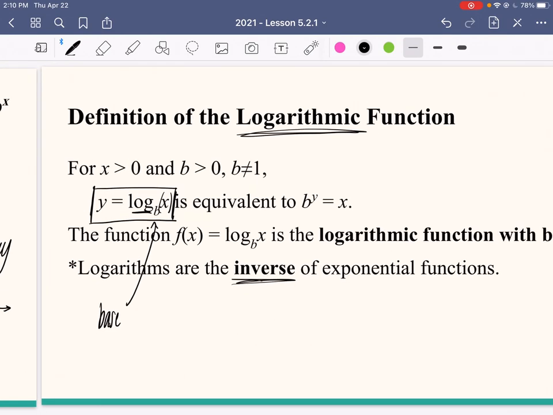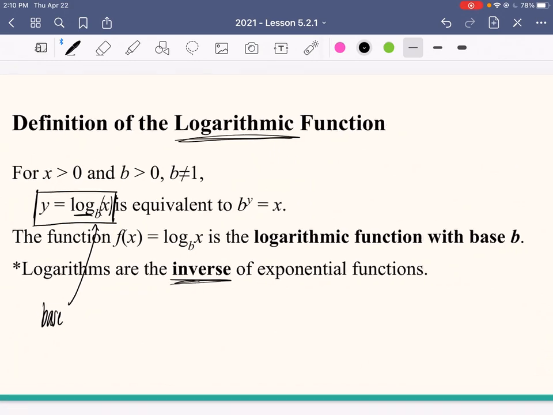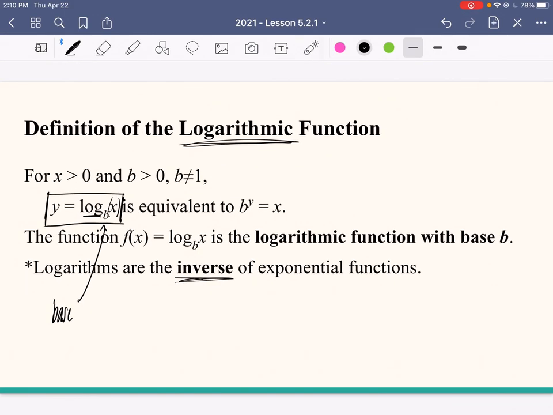All right, and so this is always going to be for where b is still greater than 0 and not equal to 1. So b has to still be positive and not equal to 1. And then x also needs to be greater than 0. That's how this is defined. Okay, so if x is not greater than 0, it's not going to work.